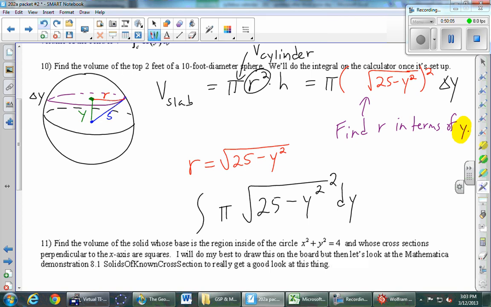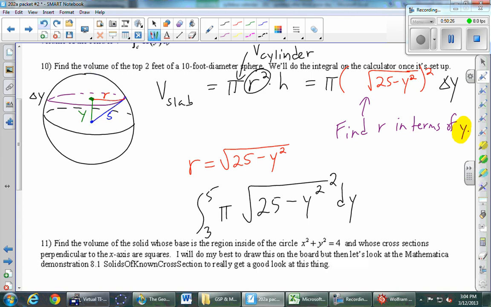All right, and then the limits of integration. We said we just wanted the top 2 feet up here. What's the smallest y? It's 3. You got to think about it, right? So the smallest y, yeah, because 5 was the radius, so the smallest one is 3. What's the biggest one? It's 5. And so we're going here from 3 to 5.